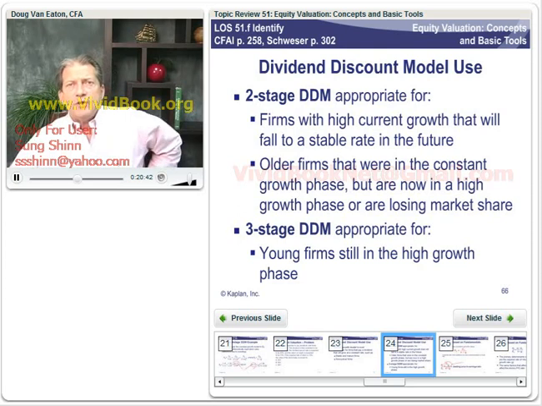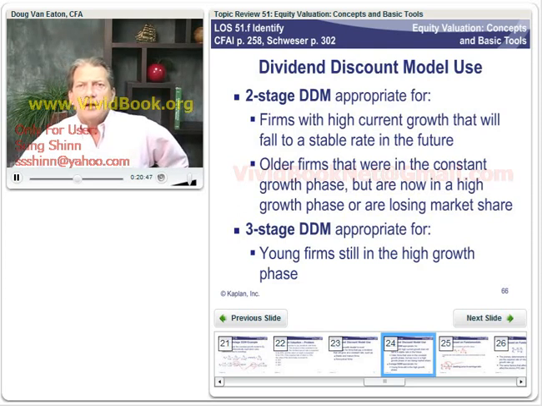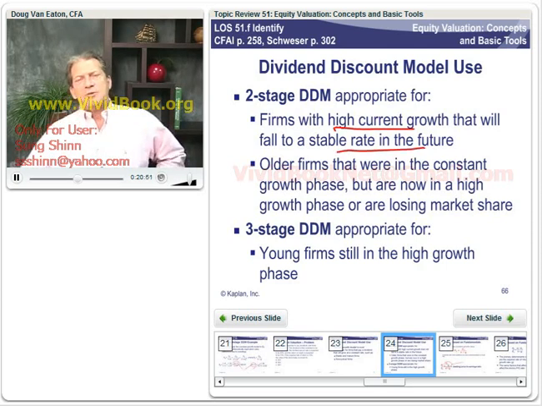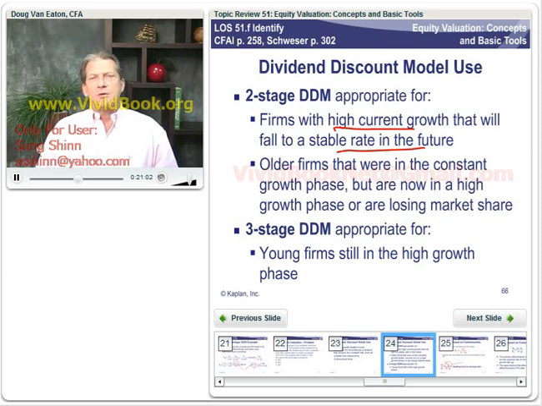The two-stage dividend discount model, well, if we have a firm with a high current growth rate and we think it'll fall to a stable rate in the future, which it must. I mean, no firm can grow faster than its required rate of return forever. The reason the model doesn't work is that the value would be infinite in that case. Pretty soon the value of that firm would be greater than the whole rest of the value of the stock market.